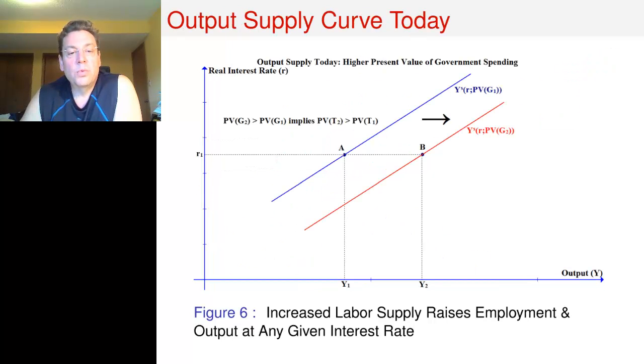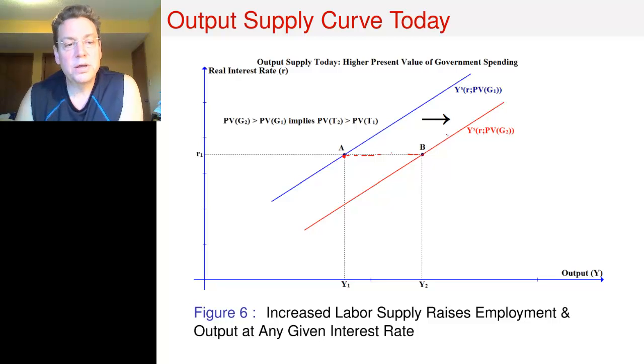Finally, then, what we have is that at any given real interest rate, the quantity of goods supplied today will be higher. And so this aggregate supply curve for goods today shifts out and to the right. So to summarize, a higher present value of government purchases requires higher taxes in present value. That then reduces consumers' disposable income or their wealth. They want to then supply more labor at any given wage, and that induces an increase in employment, which then translates into more output at any given real interest rate.